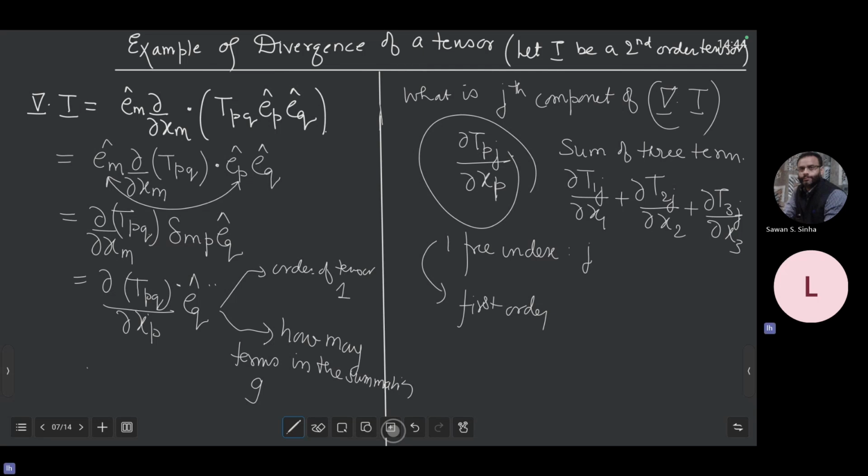If it is a second order tensor, you will take away EPEQ, and there will be two free indices in the scalar part, right? In this case, there is just one unit vector here, so it is bound to be left with only one free index. And that's why that one free index will also be indicative of the order of the tensor. Am I making sense?